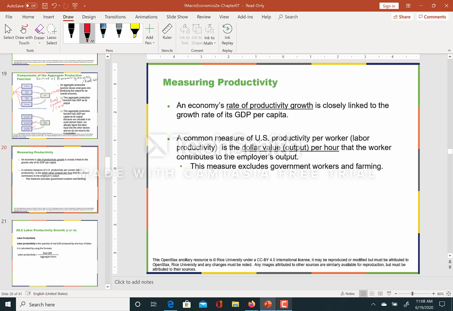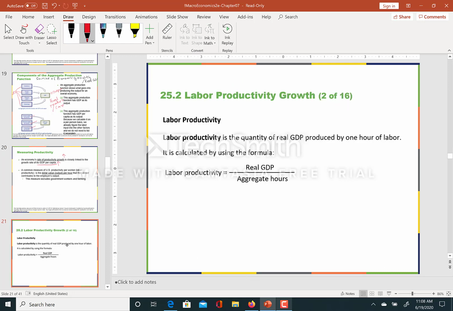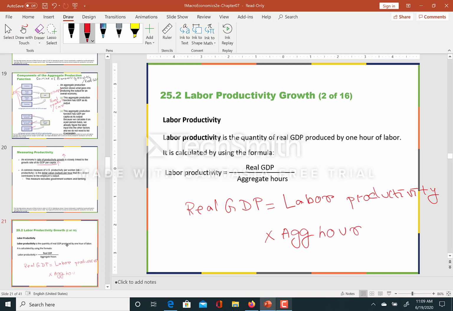Okay, then it goes on and talks about the rate of productivity growth and how it is related to GDP per capita. Basically, if the rate of productivity growth increases, the gross domestic product per capita will also go up. The easy definition here is labor productivity is equal to real GDP over aggregate hours. Or I can write real gross domestic product is equal to labor productivity times the aggregate hours.